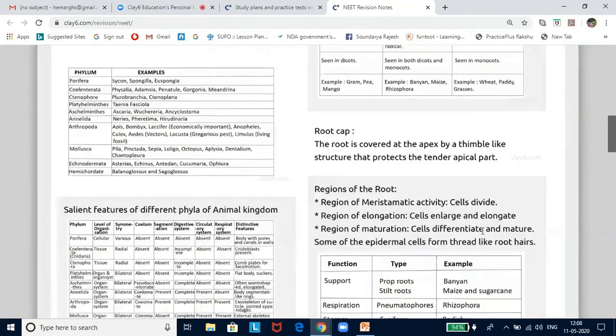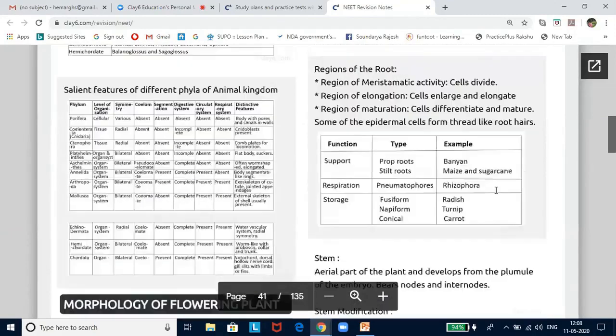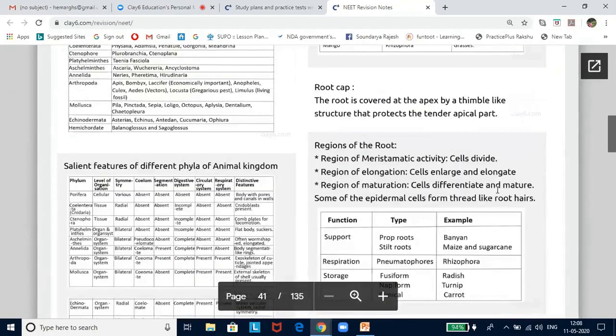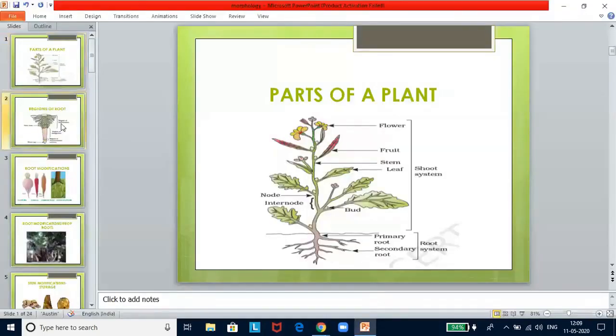Now let us look at the regions of the root. See, here we have brought in precisely what are the functions and what is the function, what is the type, and the example here. Now for the structure of the root, let me explain to you with the help of a diagram. So this is the regions of the root.